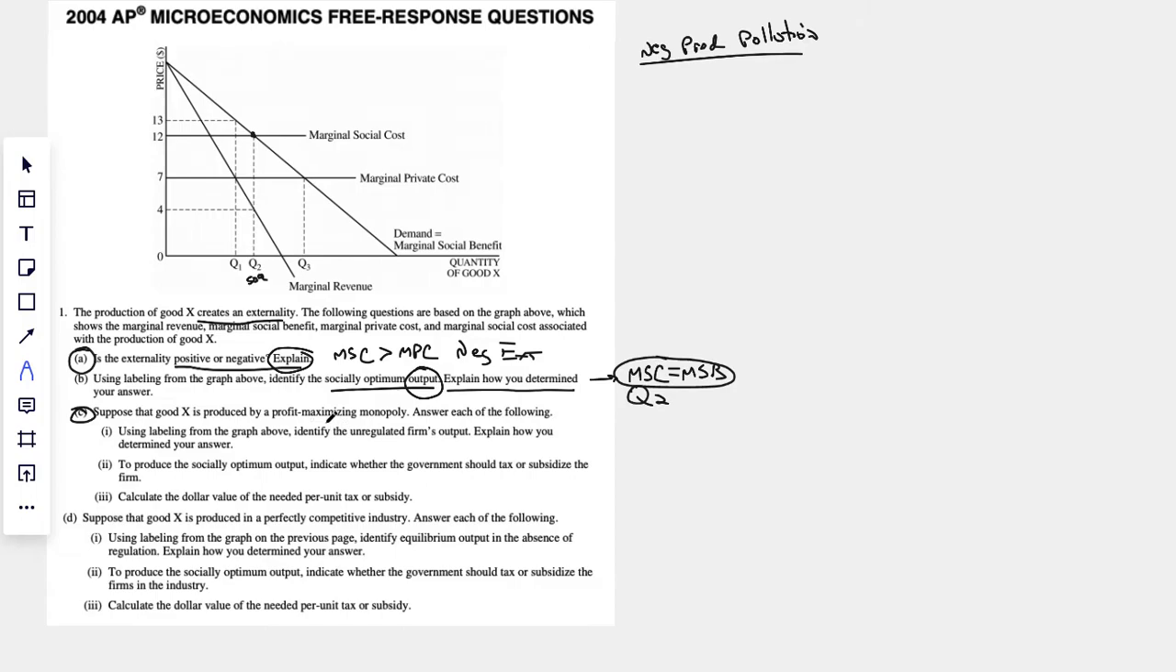C, suppose that good X is produced by a profit maximizing monopoly. Using the labeling from the graph above, identify the unregulated, now, unregulated means profit maximizing or single priced, firm's output. The tricky thing about it is knowing that the marginal private cost is the marginal cost of the firm, right? Obviously, it helps if you know that.